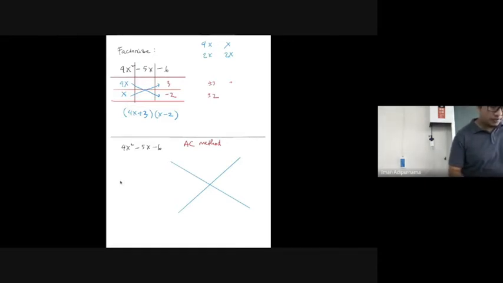Remember that your expansion form is ax squared plus bx plus c, right? So you know your a, b, and c. AC method means the AC. Okay, so a needs to be multiplied by c. So 4 multiplied by -6 is -24. So I will write here -24. So this is the AC. This is b. B is -5, right? Okay.